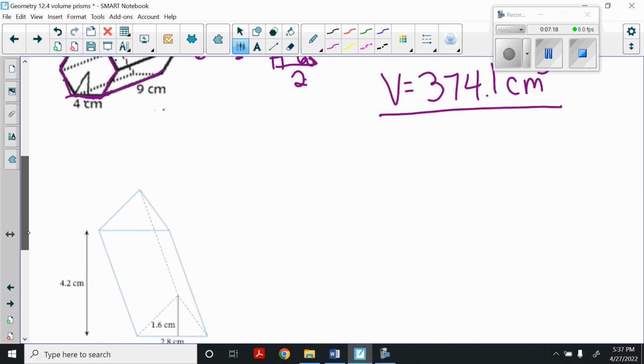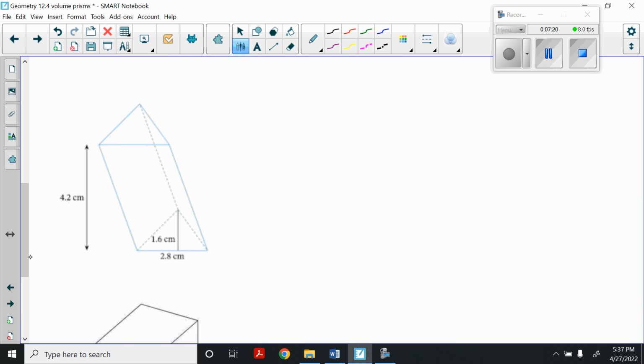The next prism we're going to look at is another triangular prism. So again, the volume is equal to the area of the base. It's a triangle, 1/2 base times height of the triangle times the height of the entire prism. And here they give me the height of the triangle and the base of the triangle. They give me the height of the prism.